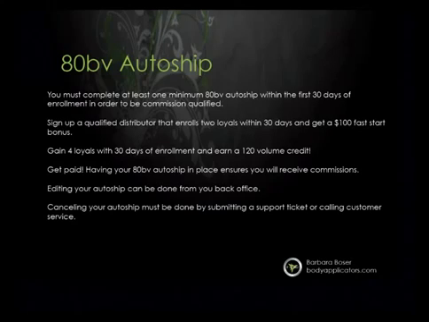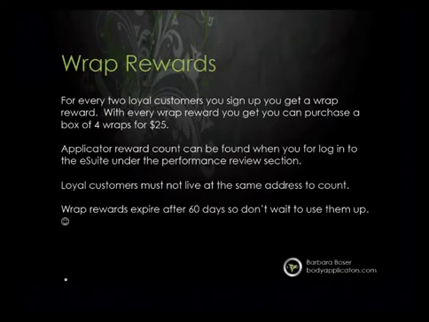So if you didn't run your 80 BV auto ship, and you enroll a distributor that enrolls the 2 loyal customers, you won't get the $100. So you have to have it in place to receive all commissions. You can edit your auto ship from your back office, from your e-suite, and I'll show you how to do that. And you can cancel your auto ship by submitting a ticket or calling customer service. Any questions on the 80 BV?